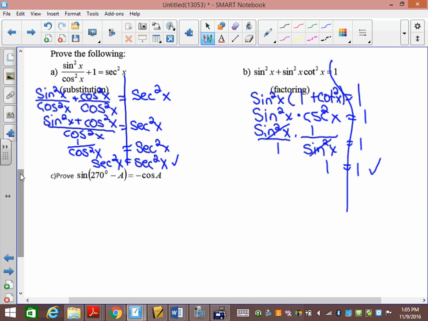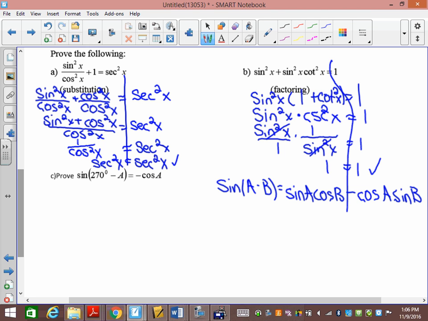C screams sum and difference. Please spot the sum and difference. They're the easiest ones because there's nothing else it could be. This here's a sum and difference. It has one trig, so it's sine, cos, or tan. It's sine in this case. And it has something minus something or something plus something following one of them. So we're going to use the formula. The formula is sine A minus B equals sine A cos B minus cos A sine B.